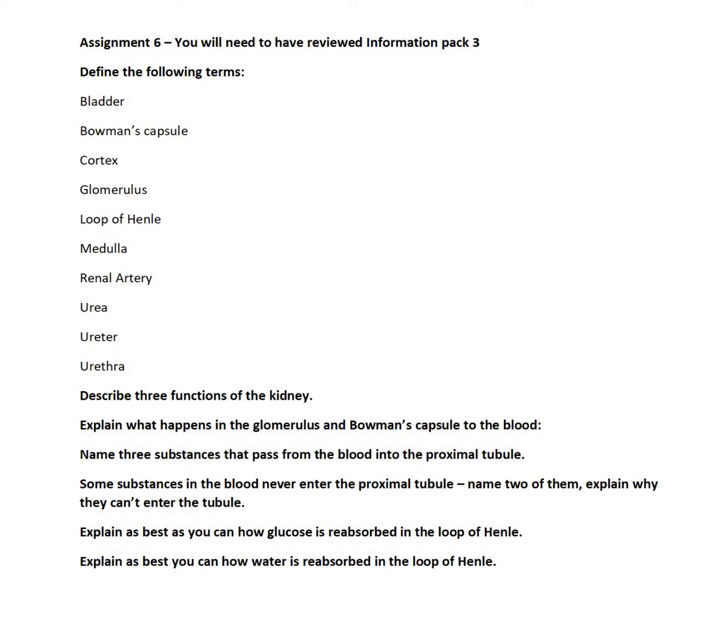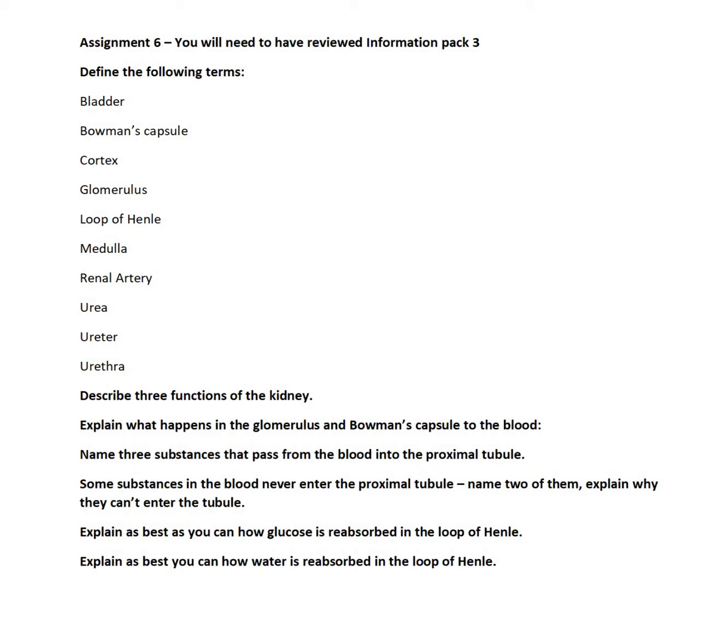Firstly, the bladder. It's a muscular organ that's connected to the kidney via the ureter. Urine goes from the kidney to the bladder and it is stored in the bladder. It leaves the bladder via the urethra. Okay, but bladder: storage organ for urine.